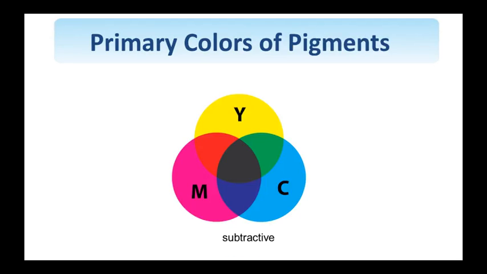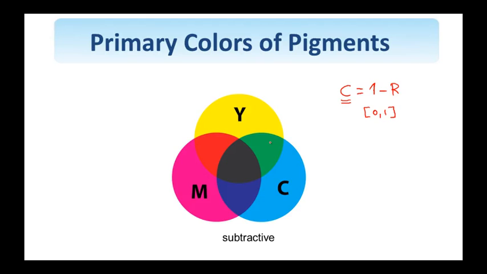A primary color of pigment is defined as one that subtracts or absorbs a primary color of light and reflects or transmits the other 2. So, for example, cyan equals 1 minus red. We assume here that all the values are normalized in the 0 to 1 range. So if we have a surface that is coated by pure cyan, then this surface reflects light that does not contain red, so red is absorbed.